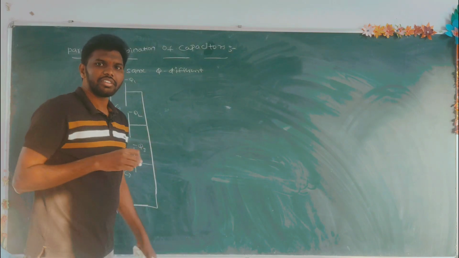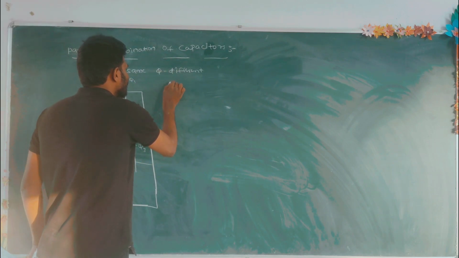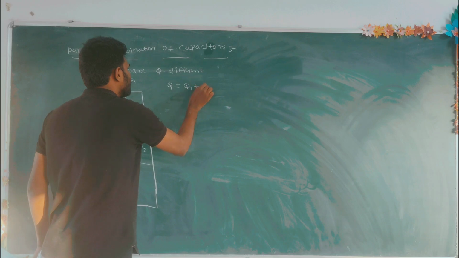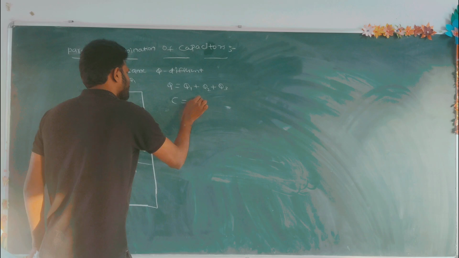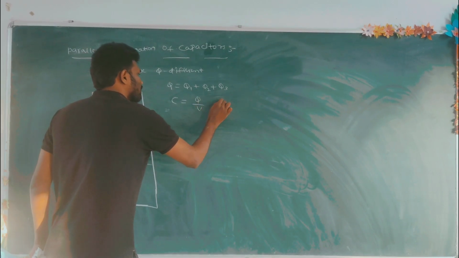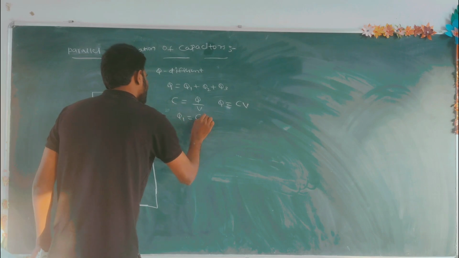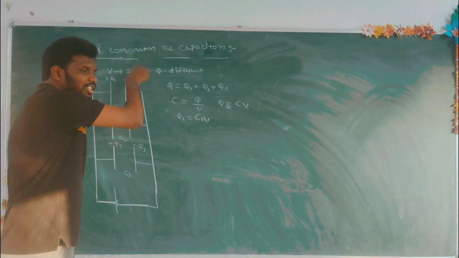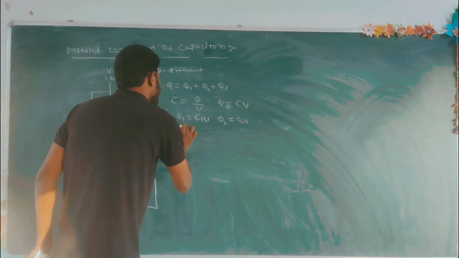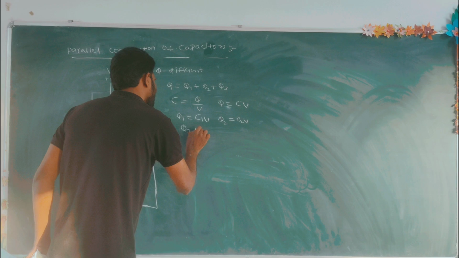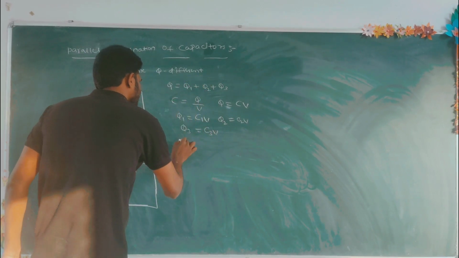So then we need to find out the total charge. Here V is the same, we need to find the charge Q. Total charge Q equals the sum of the charges Q1 plus Q2 plus Q3. By the definition of capacitance, C equals Q by V and Q equals CV. Similarly, Q1 equals C1V. Why are we writing V? Because V is the same. Q2 equals C2V, Q3 equals C3V.